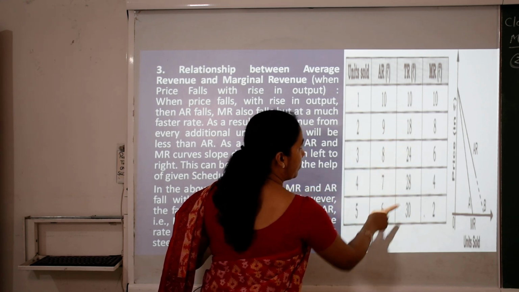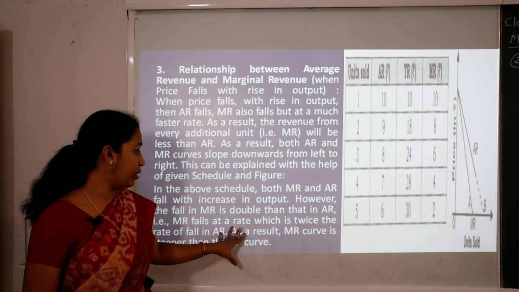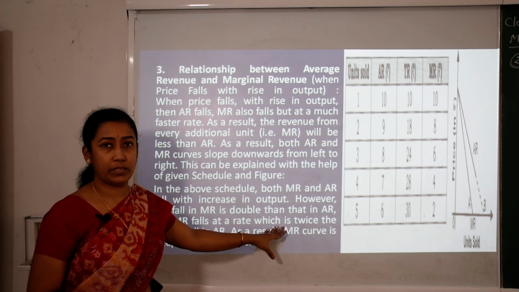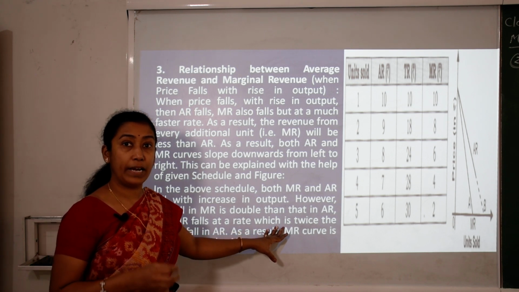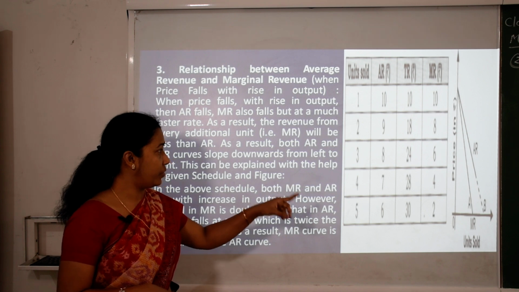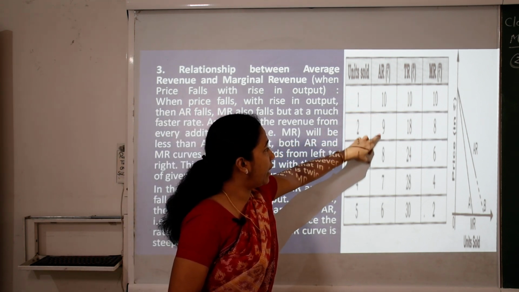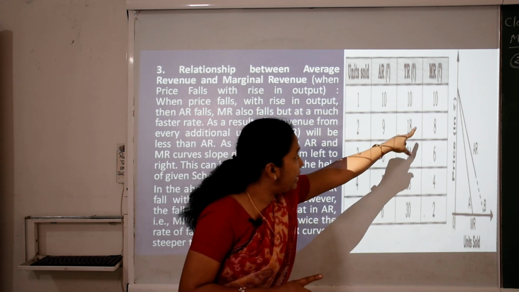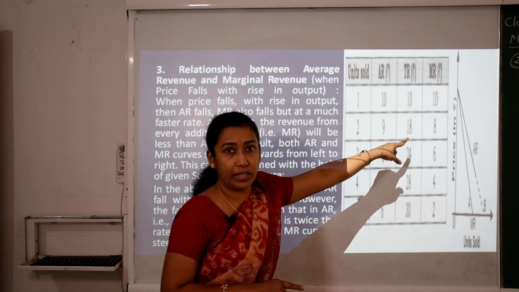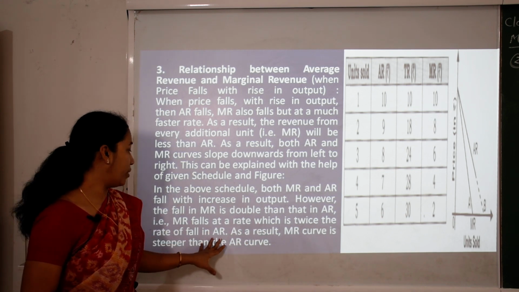which is increasing. So marginal revenue falls at a rate which is twice, that is, marginal revenue is falling at a double rate than average revenue. Now the fall in average revenue is by 10, 9, 8, that is by 1. But here, in marginal revenue, the falling rate is by 2, which is twice the rate of fall in average revenue.